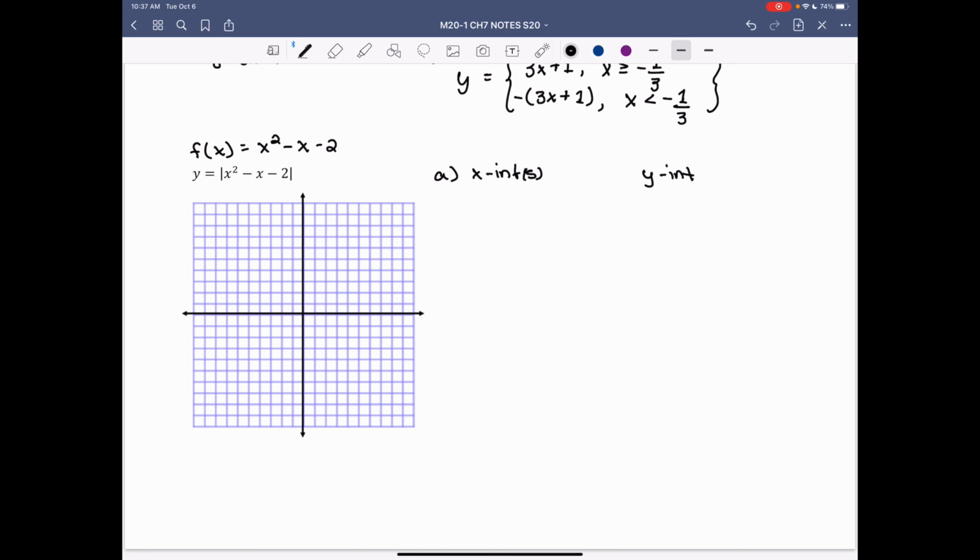Sub in 0 for y. 0 equals x squared minus x minus 2. Let's factor. 0 equals two numbers that multiply to negative 2 and add to negative 1 would be x minus 2 and x plus 1. Negative 2 times 1 is negative 2. Negative 2 plus 1 is negative 1. And then we solve for x. When is x minus 2 times x plus 1 equal to 0? Well, it's when x minus 2 equals 0, which is when x equals positive 2. And also when x plus 1 equals 0, which is when x equals negative 1.